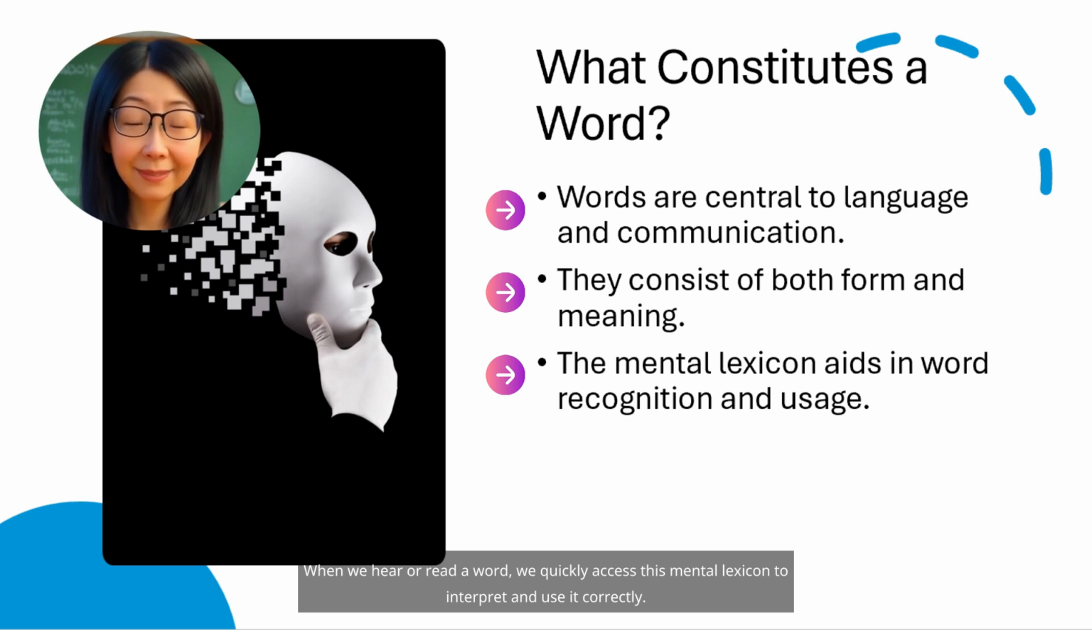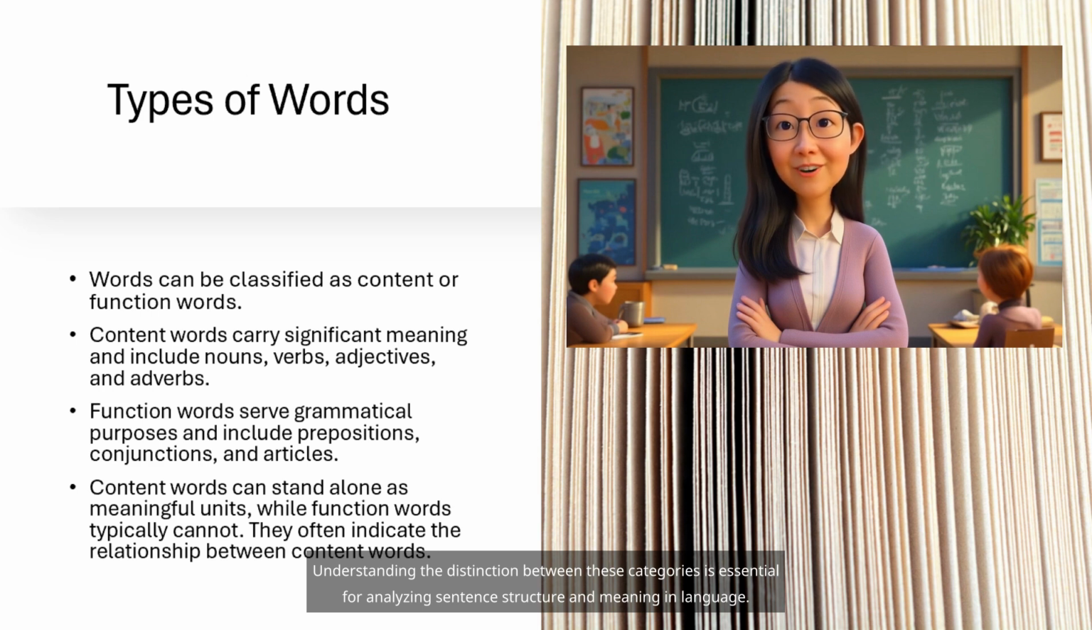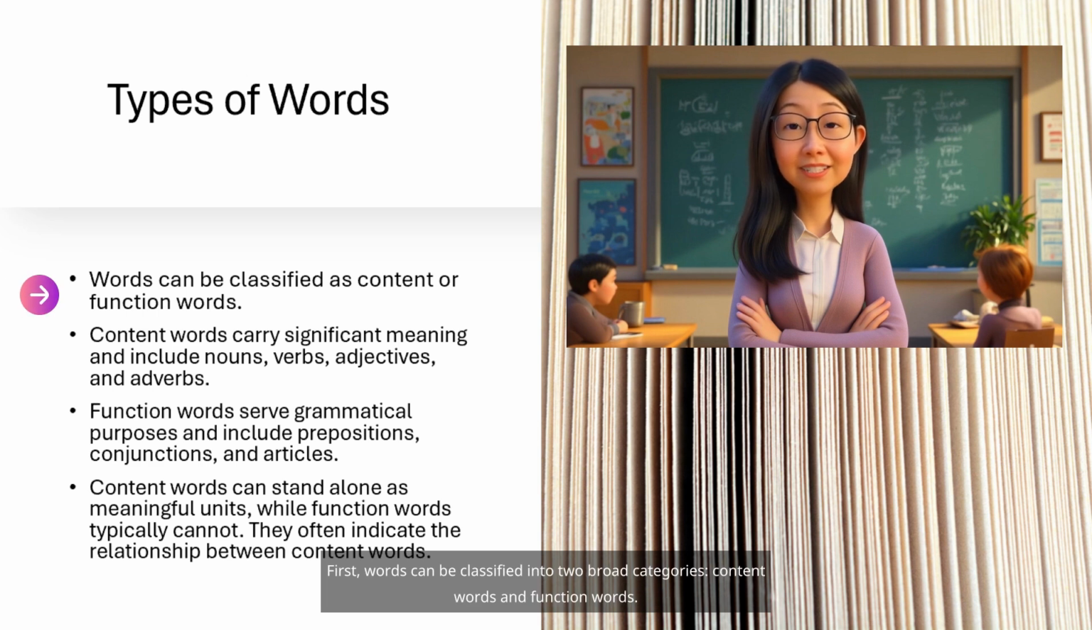In this slide, we will explore the 2 main types of words: content words and function words. Understanding the distinction between these categories is essential for analyzing sentence structure and meaning in language. First, words can be classified into 2 broad categories: content words and function words.